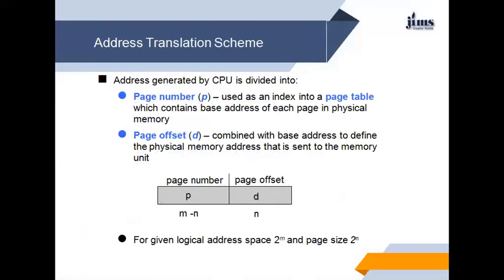For a given logical address space of 2 to the power m and page size of 2 to the power n, the total logical address space would be 2 to the power of m. Here we have given the case, suppose the m value is 12. So the total address space will be 2 to the power of 12, that is 4096, and the page size would be 2 to the power 4, that is 16. So this address translation scheme is used in paging.